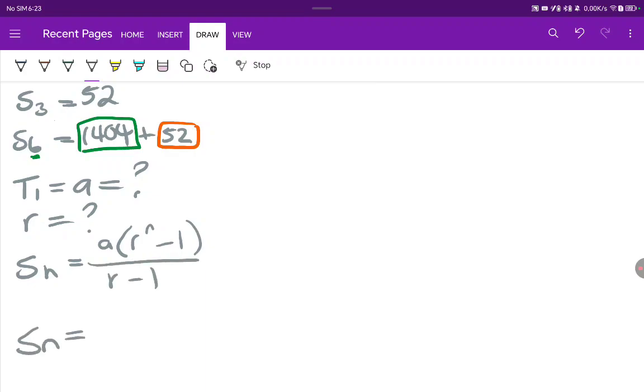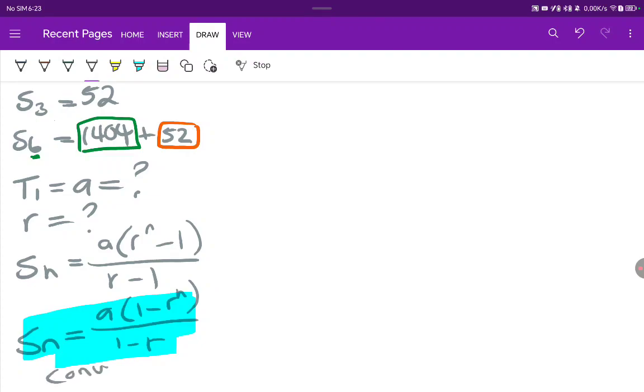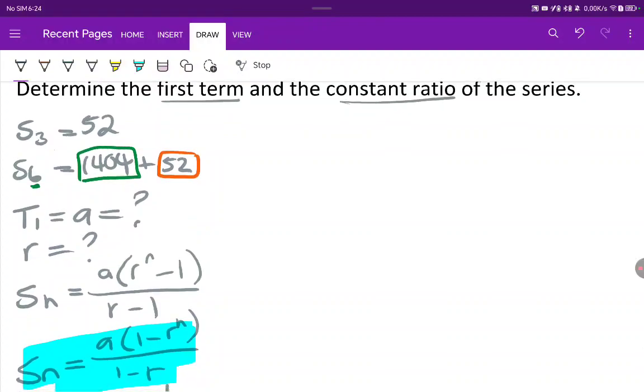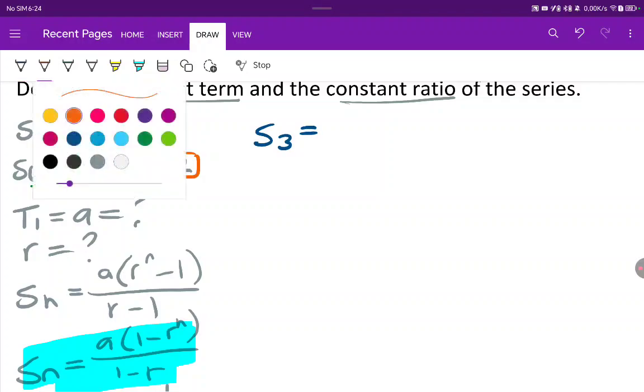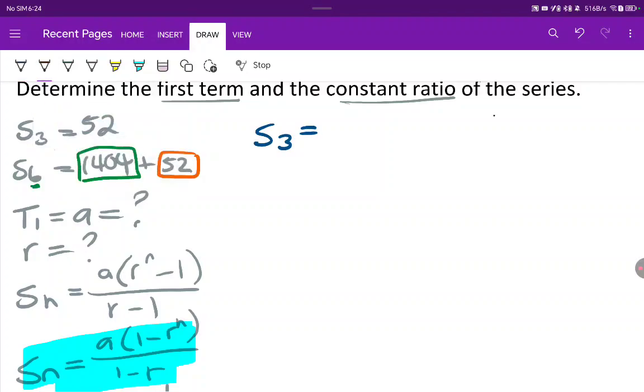Quick question, why do I not use the other formula instead? Well, you could, but the numbers will be negative and we don't want to complicate things. The second formula you use when the series is convergent. So if you see the word convergent, that's what you're going to use, but not right now because we're not doing convergent. We've got two sums: the S3 sum, and our second one, the S6 sum.